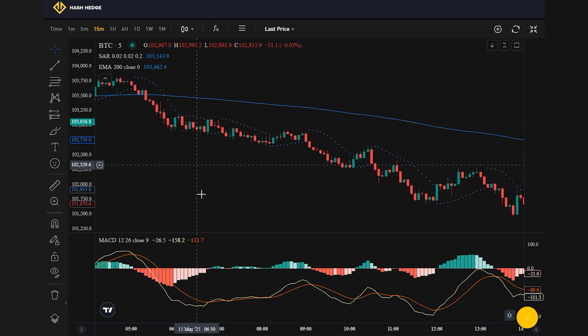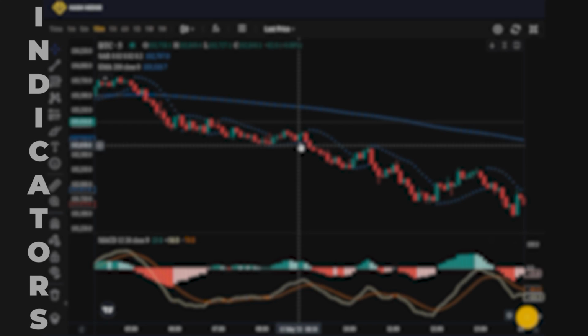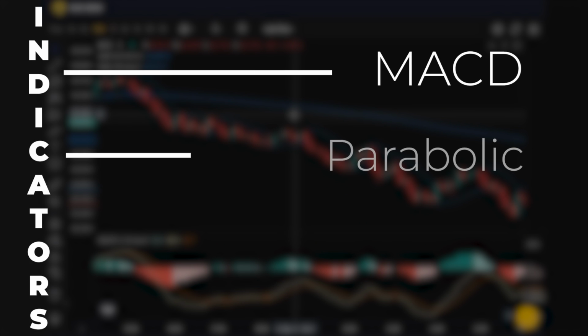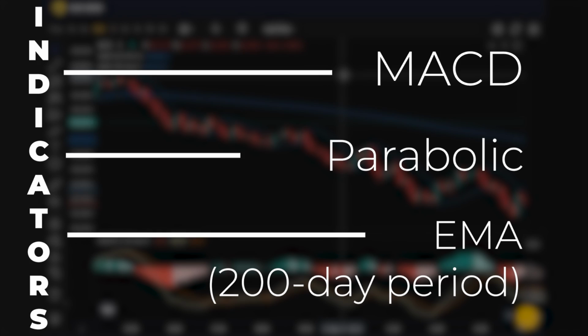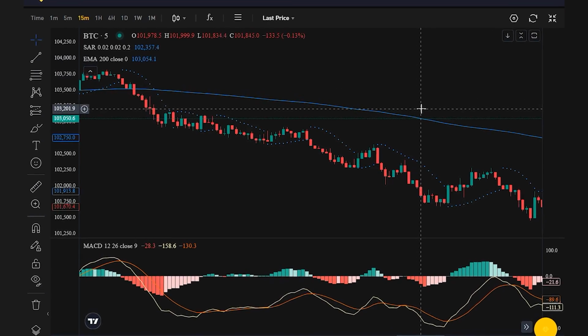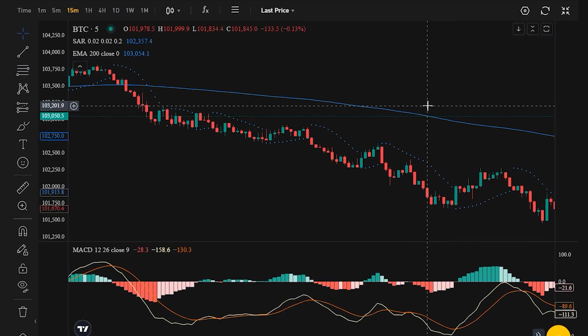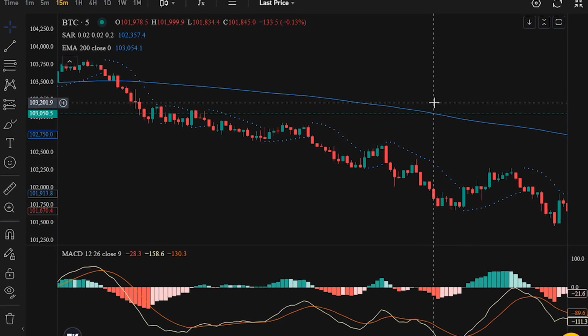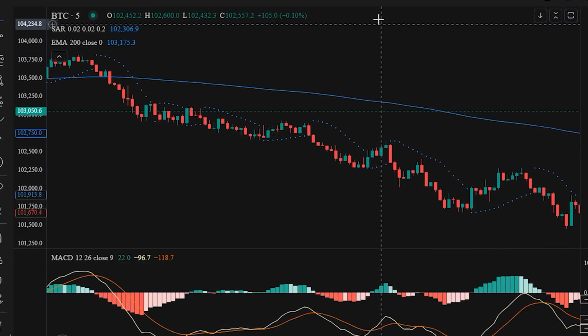So, the strategy consists of 3 indicators: MACD, Parabolic, and a Moving Average with a 200-day period. Let's first take a detailed look at each of these indicators separately, what signals they give, and then we will move on to the trades directly on the strategy.